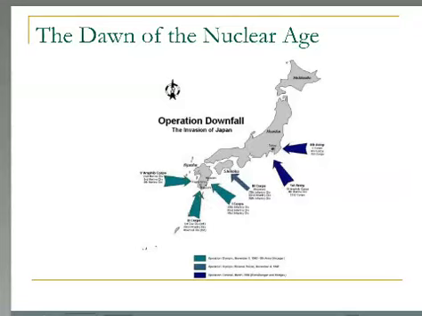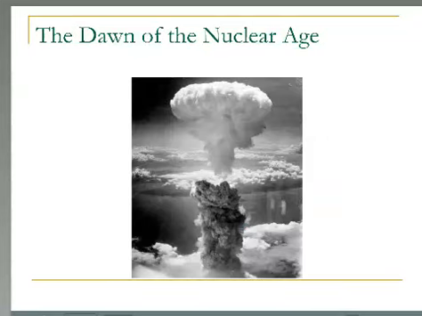Estimates for an invasion of the southern main island in Japan were between 1 and 4 million Allied casualties and between 5 and 10 million Japanese. The Japanese military predicted that up to 20 million people would die in the assault. Hundreds of thousands of Japanese citizens and soldiers had already been killed in the air campaign, which firebombed urban centers prior to the invasion. In this context, then, when the U.S. developed and successfully tested the nuclear bomb, there was no hesitation in using it.